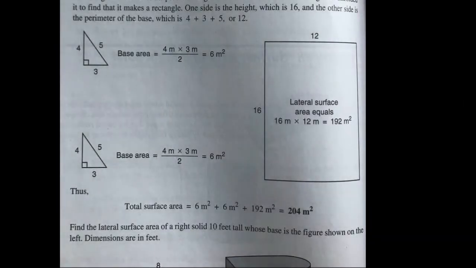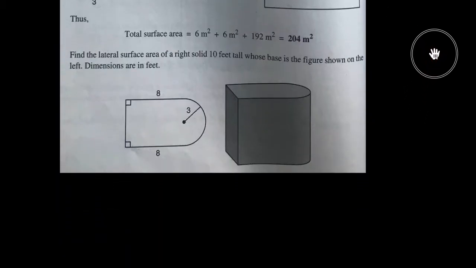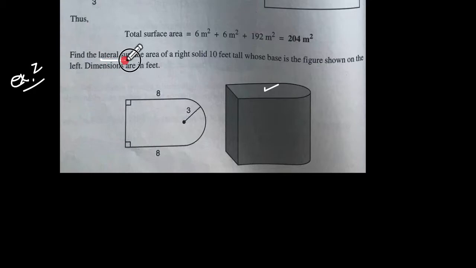So here we go. That's all the work that they did. So let's go up. This is example 2 right here. We're going to find the lateral surface area, which means we're not going to do the bases. No bases. Lateral surface area, no bases. It's 10 feet tall, so the height is 10. So this would be 10. So we're going to find the perimeter of the base and then take it times the height.